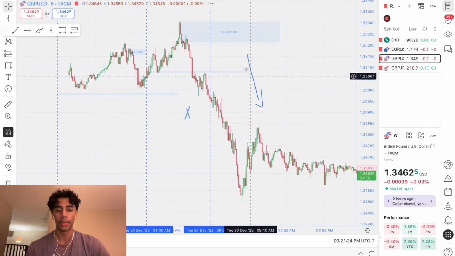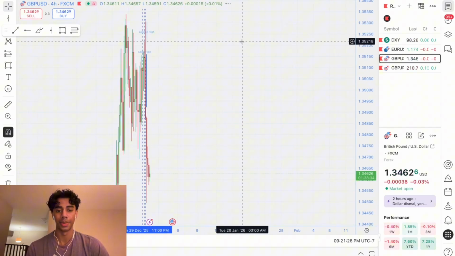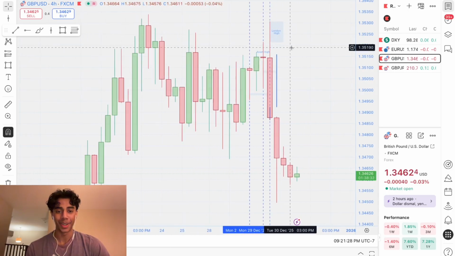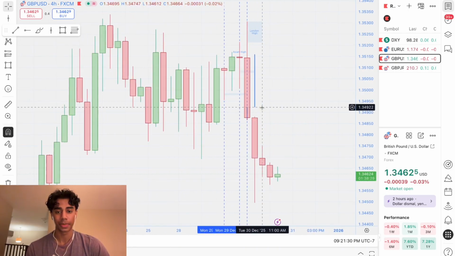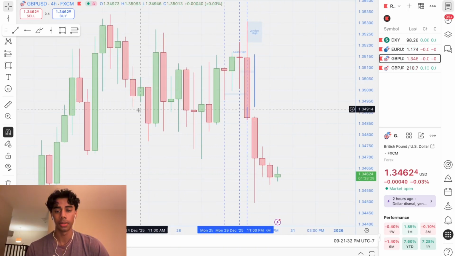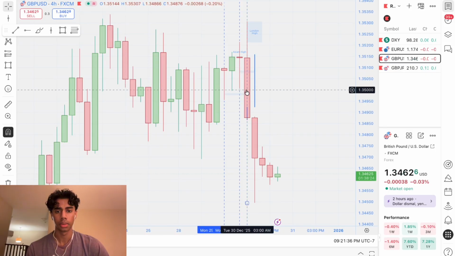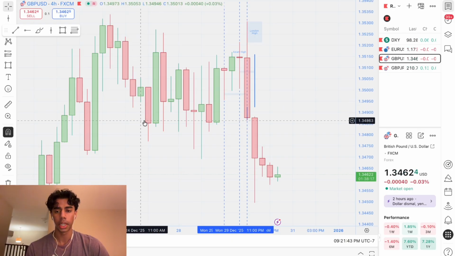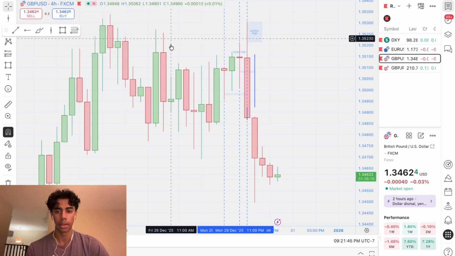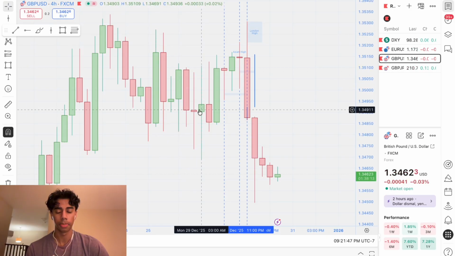Now GBPUSD, 4 hour bearish as well. Closure below this. Okay, so we broke structure to the downside, we broke structure to the upside, and we never confirmed back down.